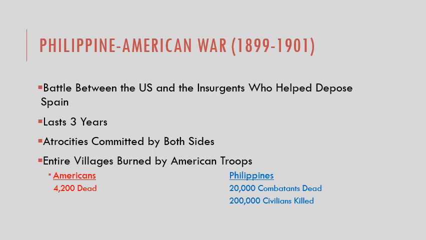Both sides are committing atrocities, burning down entire villages. Some are being burned by American troops, others by Filipinos who are against groups that they feel are too nice to the U.S. So in total, 4,200 Americans will be killed, and in the Philippines, 20,000 soldiers are killed, while 200,000 civilians will be killed. Now, that's not just all caused by the U.S.; some are also by the insurgents themselves.